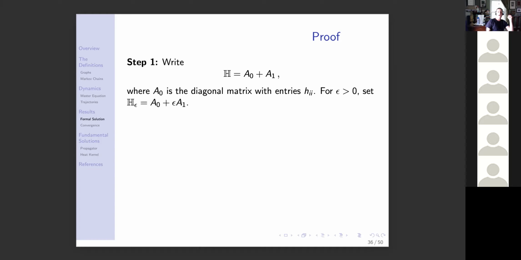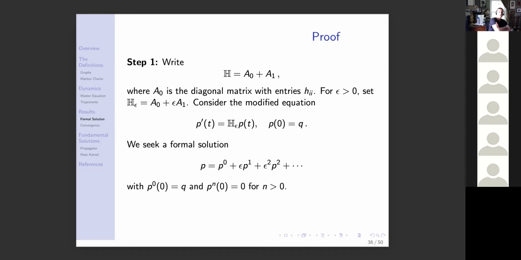But then we modify the master operator by an epsilon, where we take A0 plus epsilon times A1. We get a new operator, H epsilon. And then we have a new equation, P prime of t equals H epsilon P of t, where P of 0 is the initial distribution Q. Okay, so then what we're going to do is try to solve this. And at the end of the day, we'll set epsilon equal to 1, because when epsilon equals 1, you get the original equation.